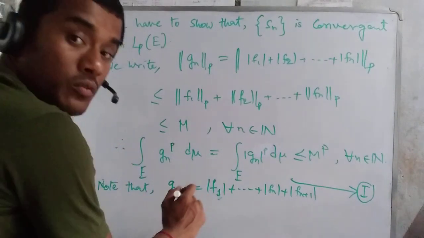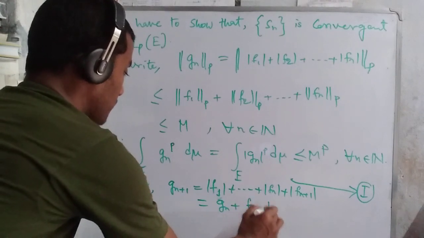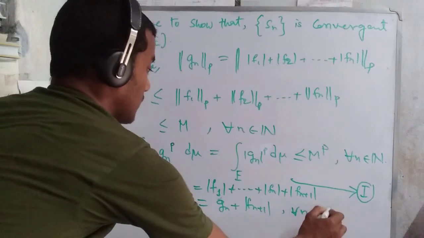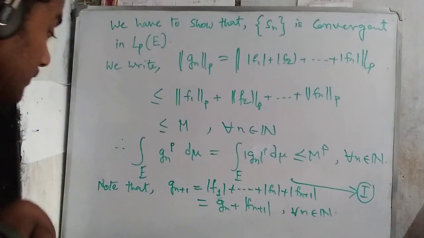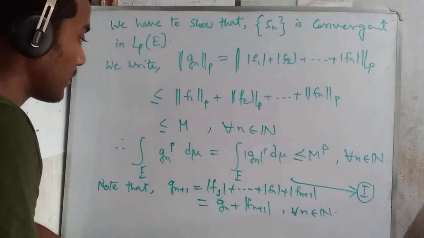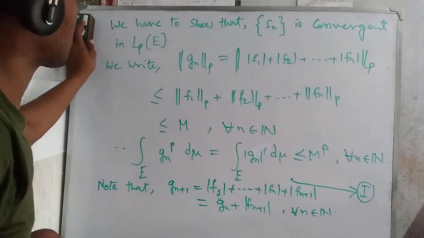Then this one equal to what? This one equal to gn plus mod of fn plus 1. Okay, for all n belongs to natural number. Understand? Then what happened? Then we erase our portion and going to further discussion of that.